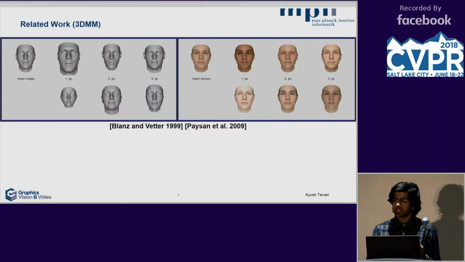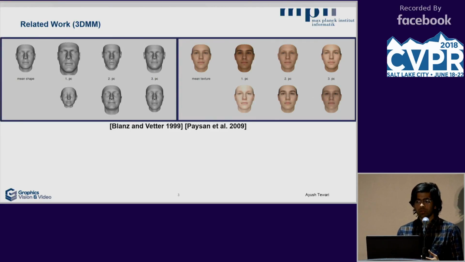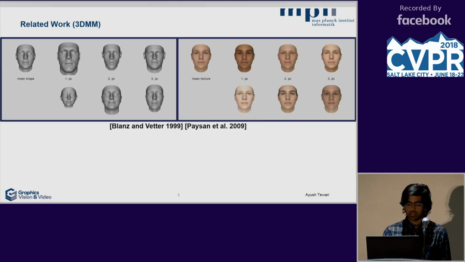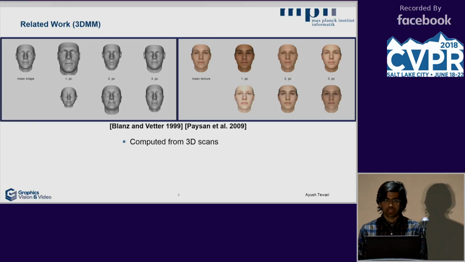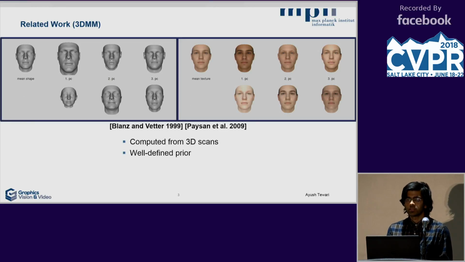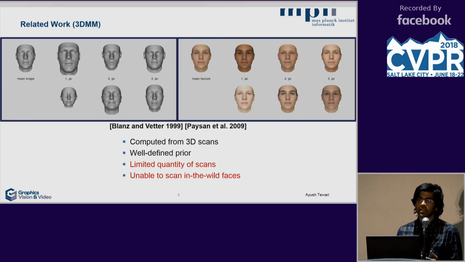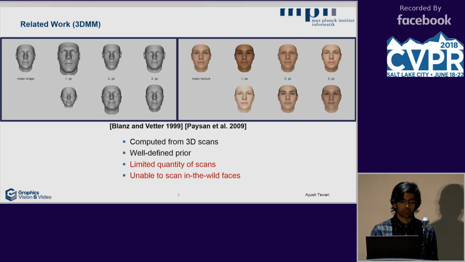Because of the challenging nature of this problem, 3D morphable models have been proposed in the literature. These morphable models capture different modes of deformation for both facial geometry as well as the skin reflectance. These deformation vectors are usually computed from high-quality 3D scans. As such, they form a well-defined prior for these reconstruction tasks. However, it's time-consuming and expensive to scan a large number of faces. And in addition, it's quite difficult to scan in the wild faces, for example, ones with facial hair. Because of such reasons, these morphable models do not generalize very well to in the wild faces.